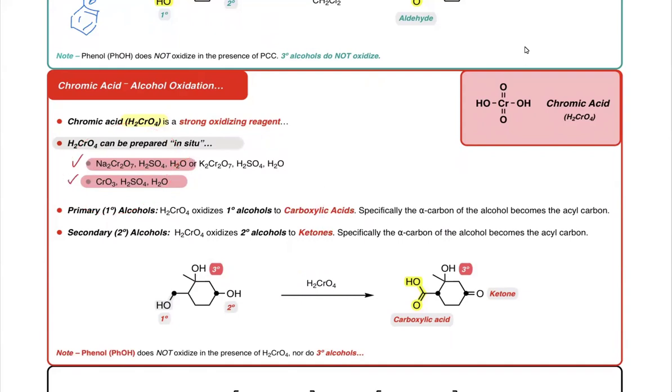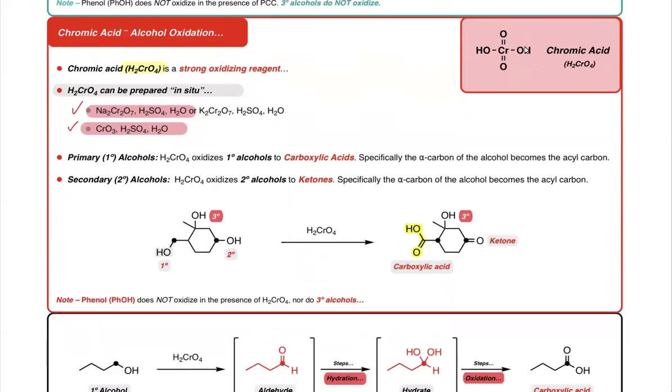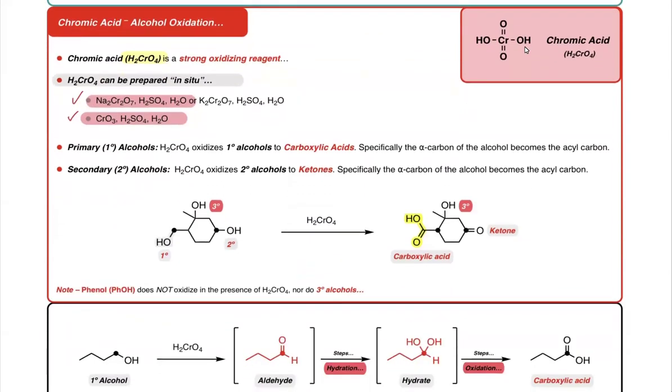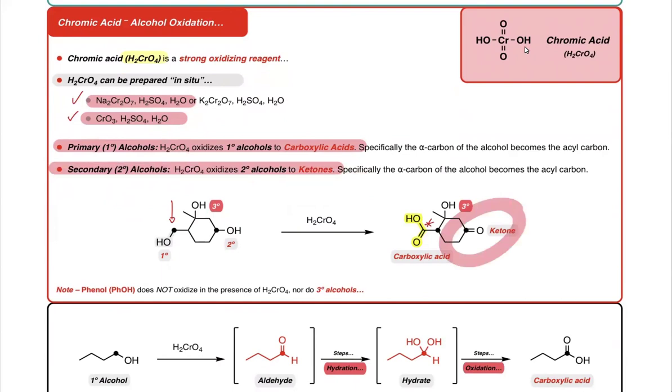Now, chromic acid is a strong oxidizer, whereas PCC was a mild oxidizing agent. With chromic acid, we're going to oxidize that primary alcohol to a carboxylic acid. With the primary, H2CrO4 generates a carboxylic acid, and a secondary with chromic acid would oxidize to a ketone. Again, for your purposes, there is no oxidation of a tertiary alcohol, given that there's no hydrogen on the carbon bonded to the alcohol, nor would phenol oxidize. So no oxidation of tertiaries and no oxidation of phenol with chromic acid.